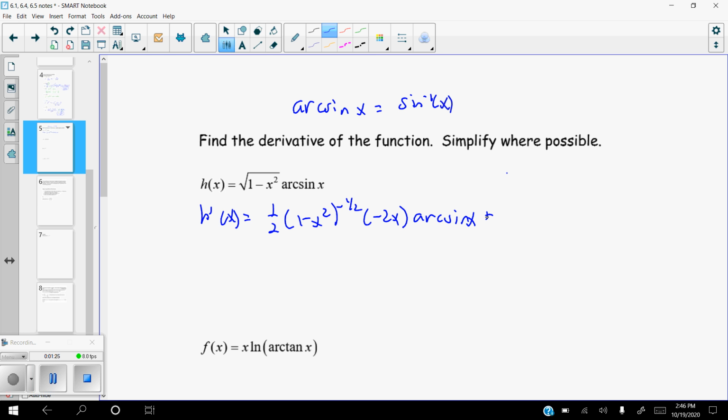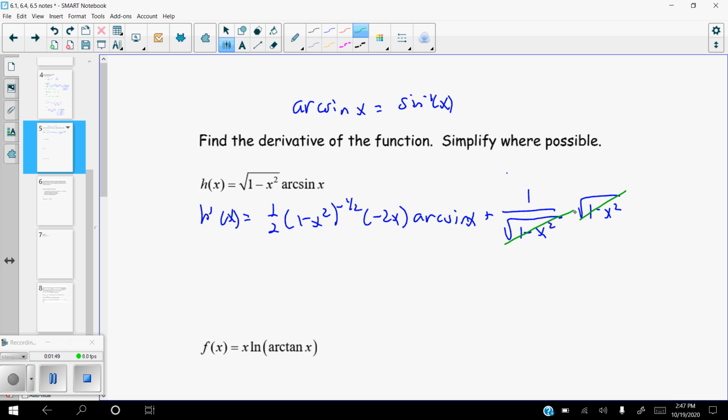plus the derivative of arc sine, the derivative of inverse sine, is 1 over square root of 1 minus x squared. And it is just x inside, so I don't have to worry about any chain rule there, times the first, which is the square root of 1 minus x squared. That's really nice and convenient, because these are going to cancel out, leaving us just 1.